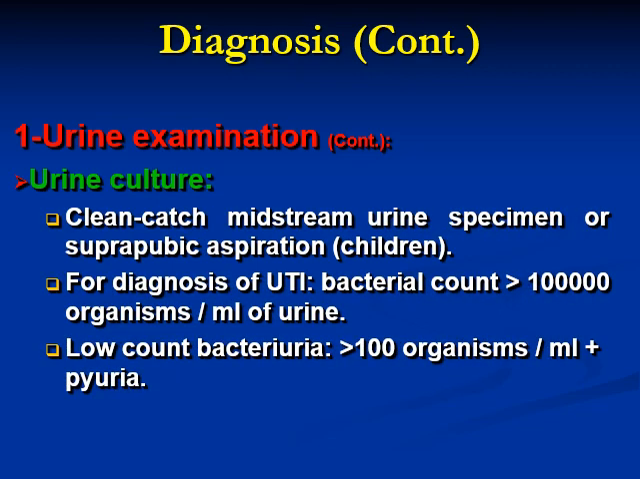To obtain a urine culture, a clean catch midstream urine specimen or suprapubic aspiration in children is indicated. To diagnose a urinary tract infection, the bacterial count should exceed 10 to the power 5 organisms per milliliter of urine. The low count bacteriuria is the presence of more than 100 organisms per milliliter of urine in the presence of pyuria.